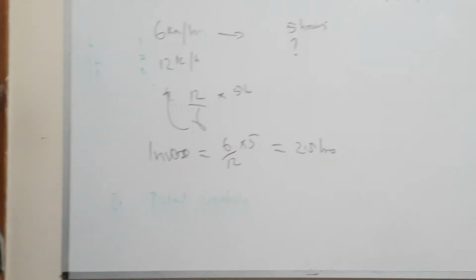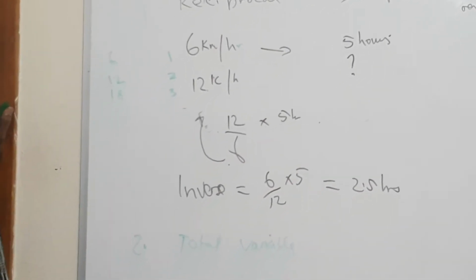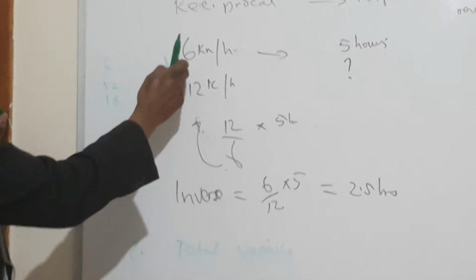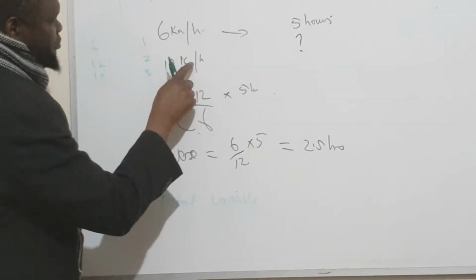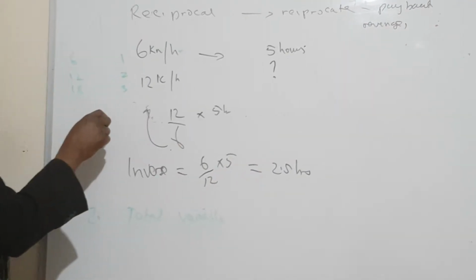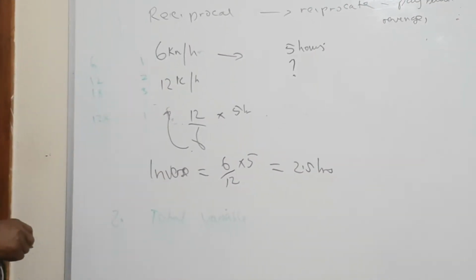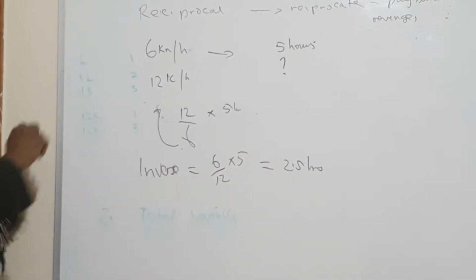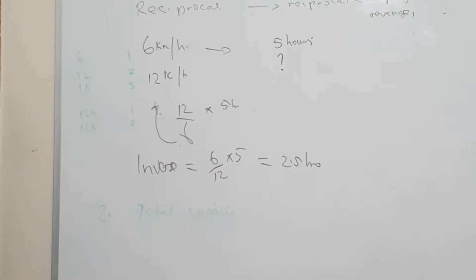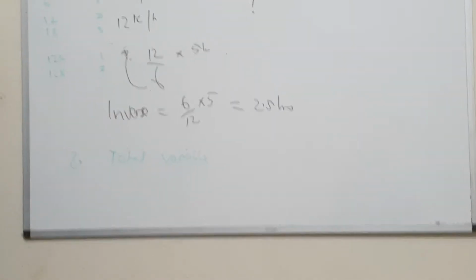Exactly. This is a direct relationship, yes? That is at this speed, 6 kilometers per hour. If we increase this speed to 12 kilometers per hour, that means in 1 hour he will do 12 kilometers. In 2 hours, you will have traveled 24 kilometers. This is the direct proportion. But the inverse will be the opposite of that.